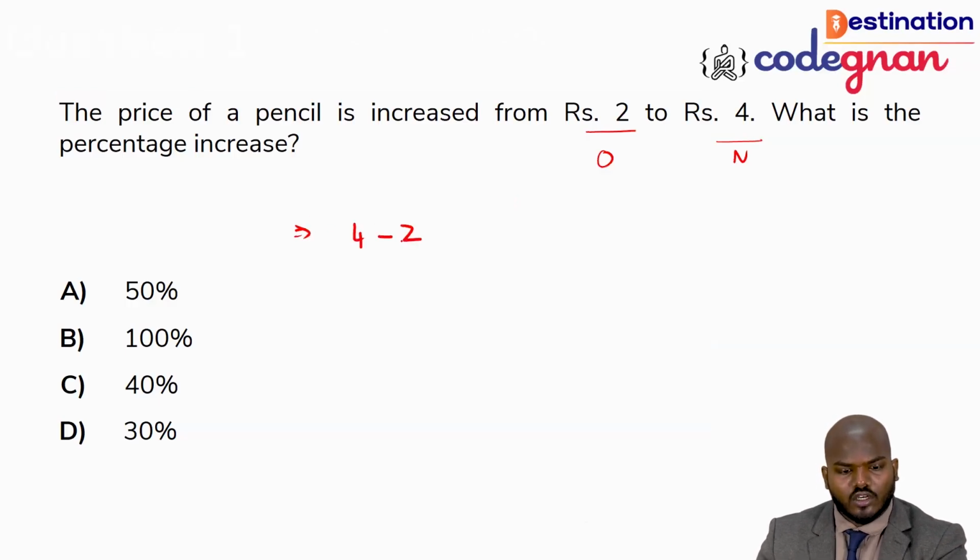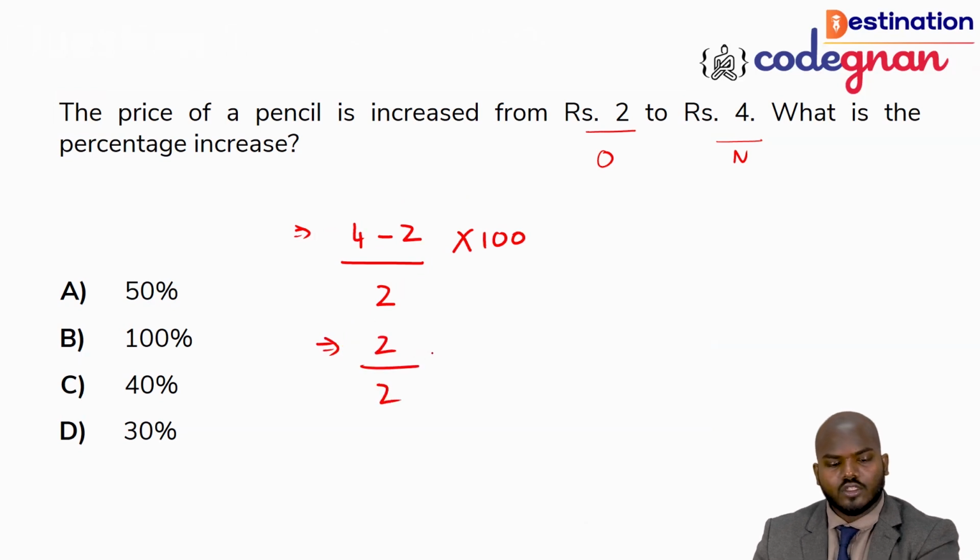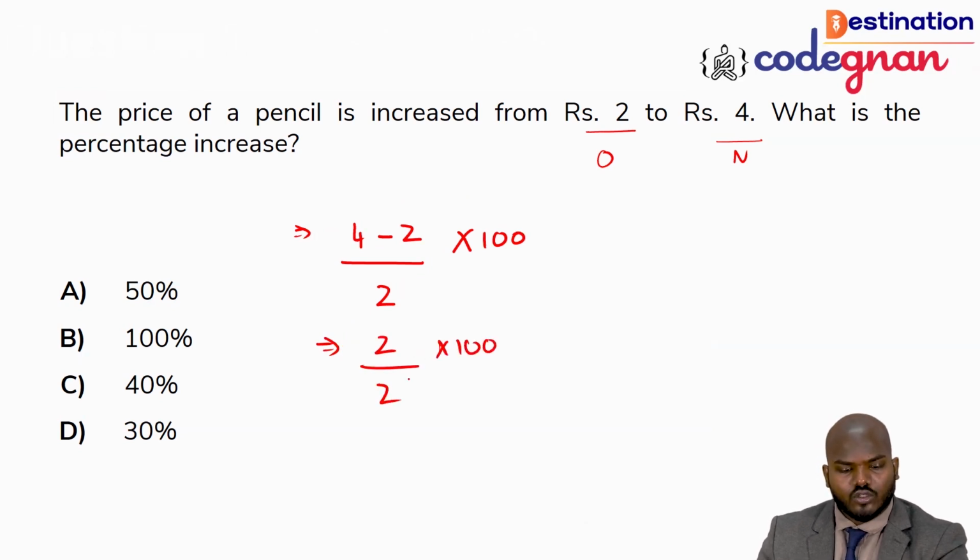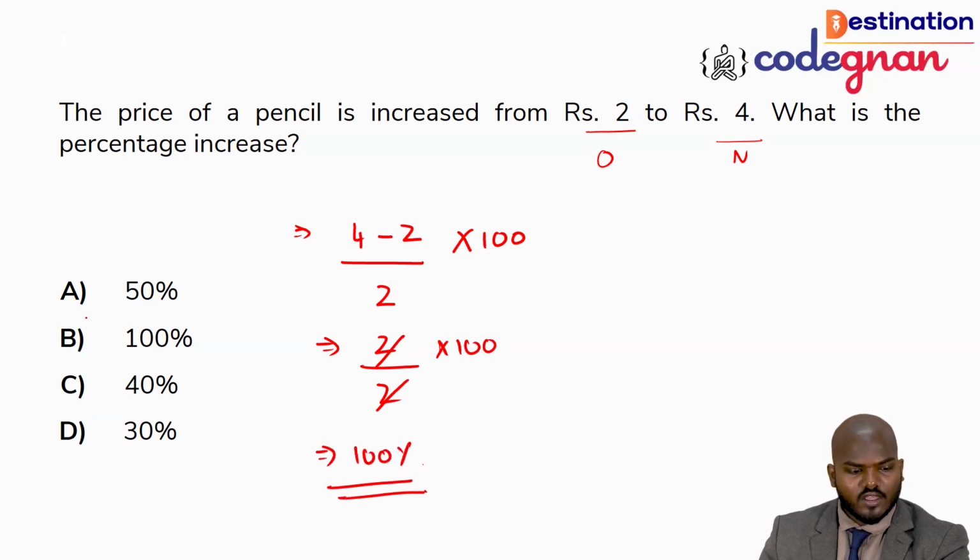So old value is equal to 2 by 2. Okay, old value cross 100. If I made this one, this will give you the value 2 by 2 times of 100. So 2 and 2 get cancelled now. I can get the value 100% directly here. So the option here, that is B, is the correct answer.